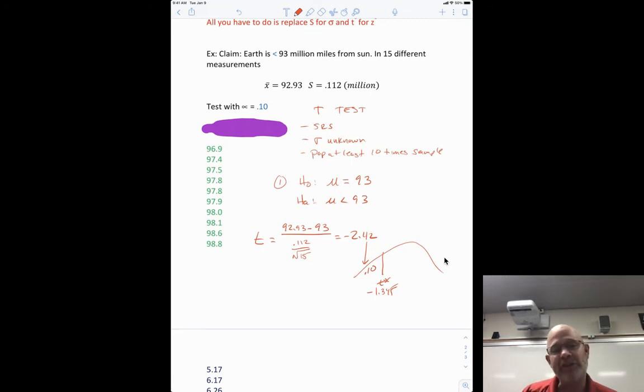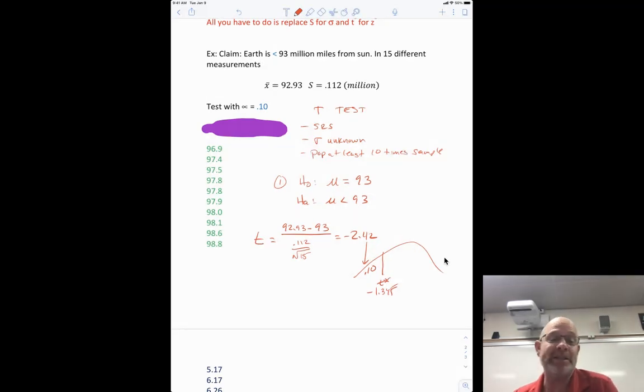All right. You can also find that on your calculator. If this were a normal problem, you would have done inverse norm of 10%, right? But now I'm going to walk you through it. Sorry, you can't see the calculator. I'm going to distribution. Instead of inverse norm, we're going to go to inverse T. It's right underneath it. Inverse T is going to ask for the area, which is 10%. It's going to ask for the degrees of freedom, which is 14. And then we get negative 1.345.